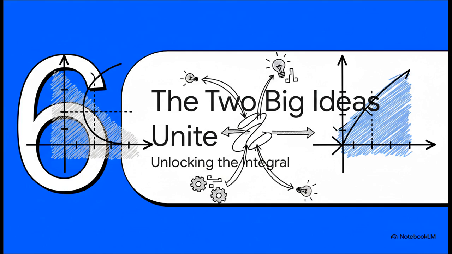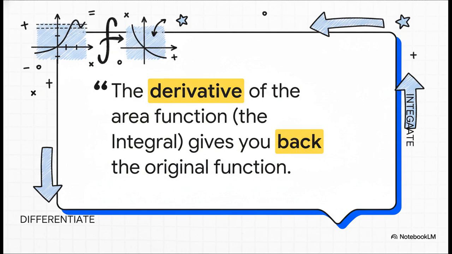We started with what seemed like two completely separate ideas. The integral, which was all about finding a total accumulated area, and the derivative, which was all about finding an instantaneous rate of change. And now we're about to see they are not separate at all. In fact, they are two sides of the exact same coin. What we just discovered is the whole ballgame. The derivative of our mystery area function, A of x, is simply x squared, the function we started with.